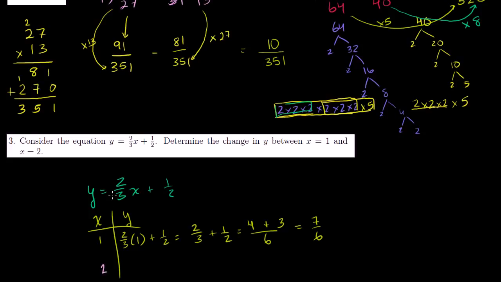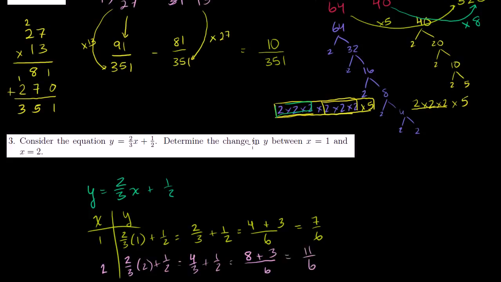All right, when x is equal to 2, you have 2/3 times 2 plus 1/2. So it's going to be equal to 4/3 plus 1/2, which is equal to a common denominator of 6. This is equal to 8/6, right? 3 times 2 is 6, 4 times 2 is 8. Plus 3/6, which is equal to 11/6.